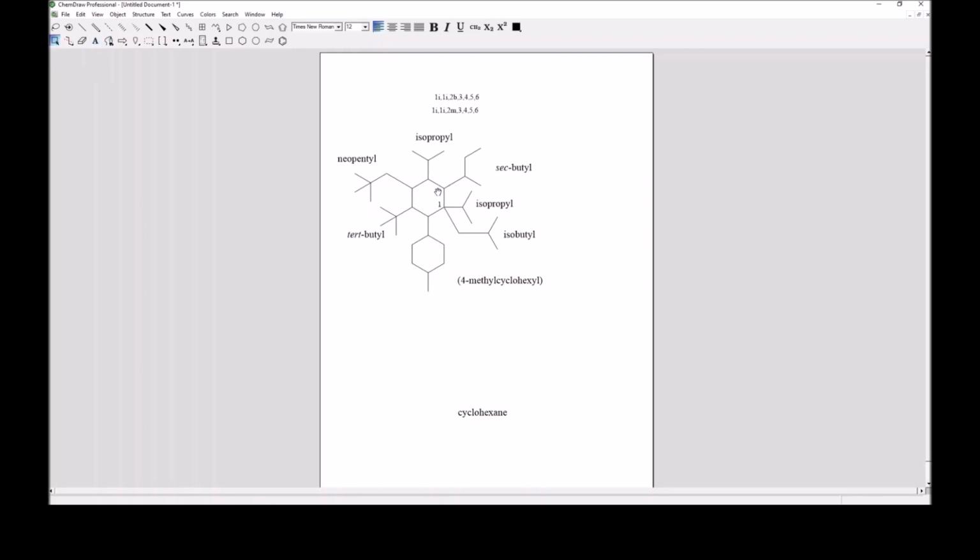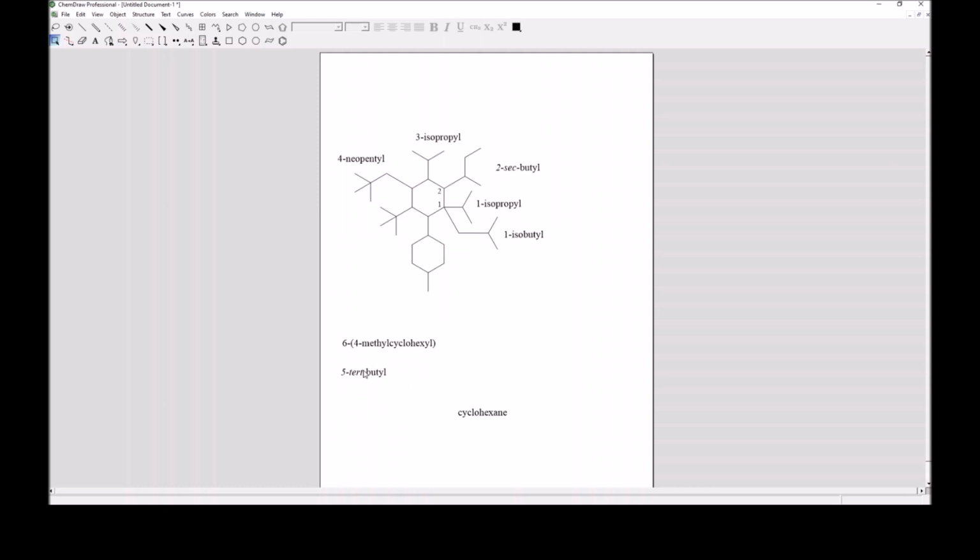So now I know how to number the parent chain, and I have the names for all the substituents. Let's go ahead and add those numbers in. So I have a 1 isobutyl. I have a 1 isopropyl. And I know I said those in the wrong order. This is a 2 sec butyl, a 3 isopropyl. I have a 4 neopentyl. I have a 5 tert butyl. And I have a 6, 4-methyl cyclohexyl group.